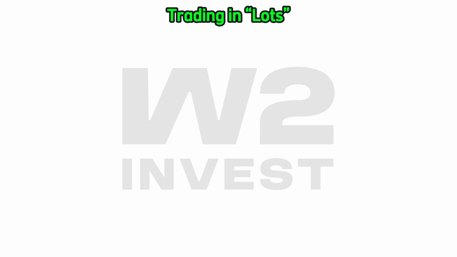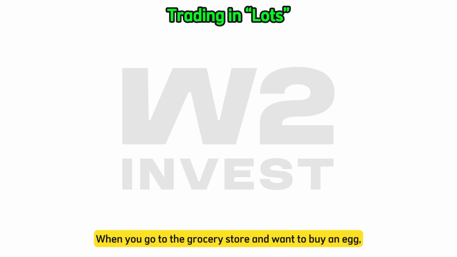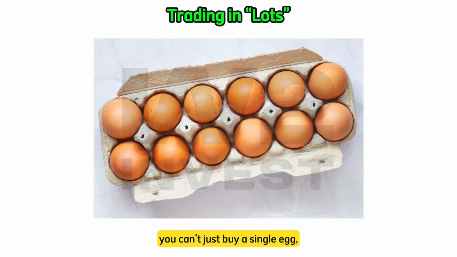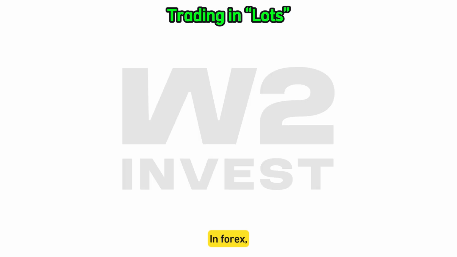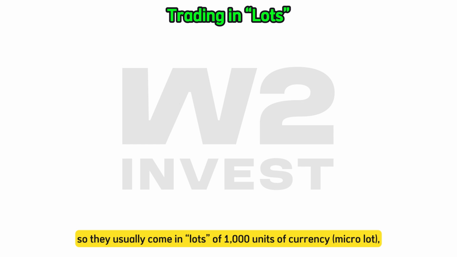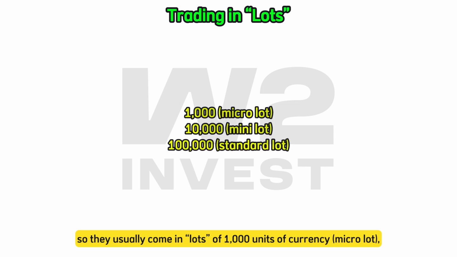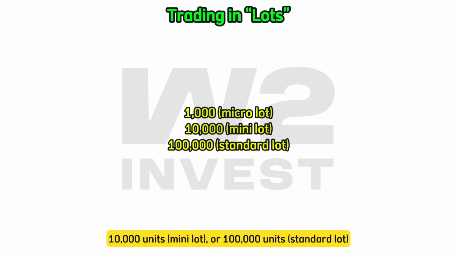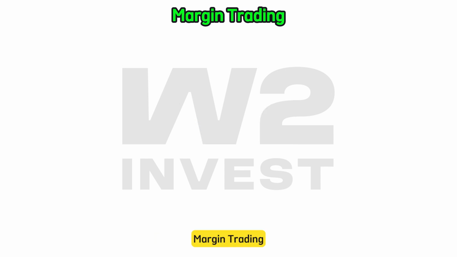Trading in lots. When you go to the grocery store and want to buy an egg, you can't just buy a single egg. They come in dozens or lots of 12. In Forex, it would be just as foolish to buy or sell €1, so they usually come in lots of 1,000 units of currency, micro lot, 10,000 units, mini lot, or 100,000 units, standard lot, depending on your broker and the type of account you have. More on lots later.